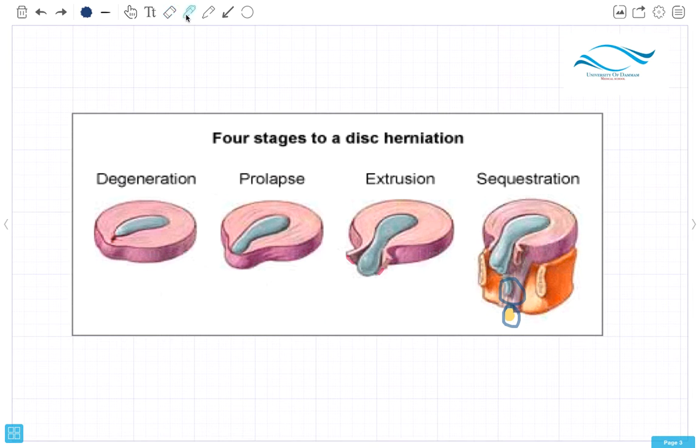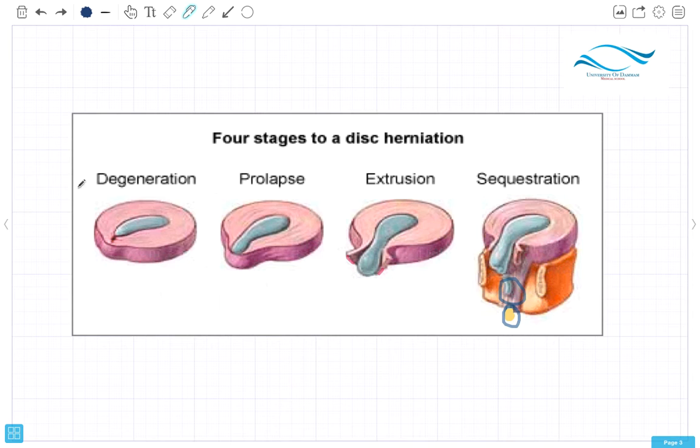So the main stages or types of disc herniation, we have 4 stages, or we can say types, because people go through these stages. It can also go from the first stage to the second, the third, and the fourth, etc. So the first one is degeneration, then we have the prolapse, then the extrusion, then the sequestration. Okay, so let's talk about the first one, which is the degeneration.